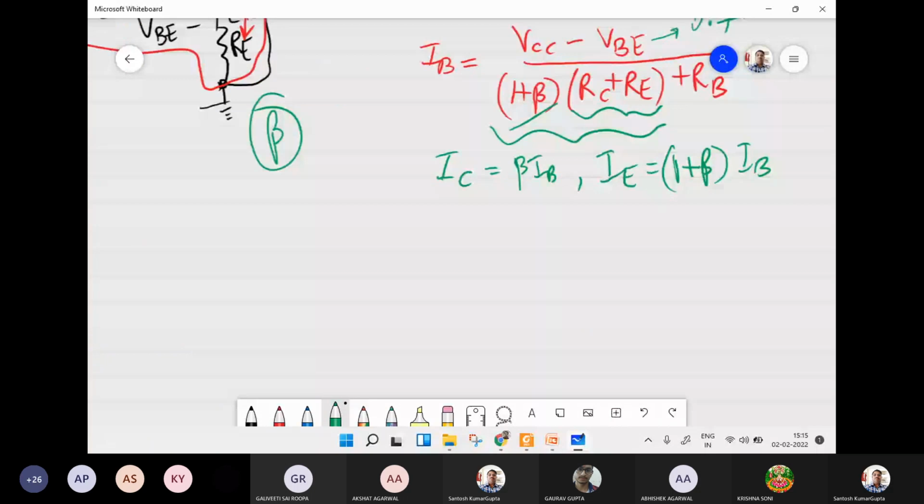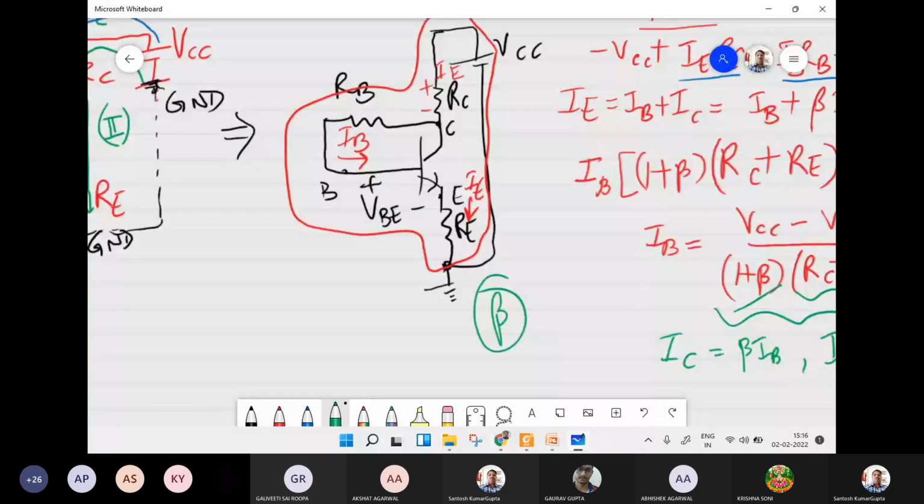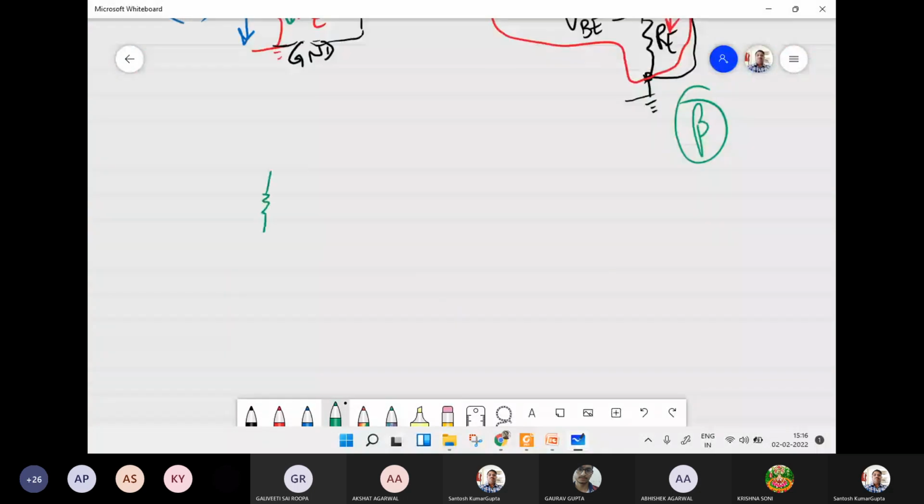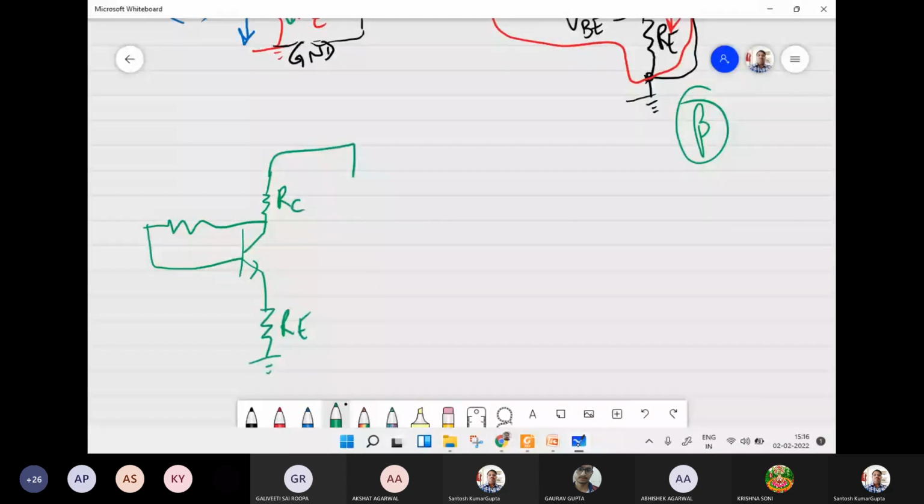Now we can find out parameters related to the output loop of this configuration here. So for that, again, let us redraw this circuit quickly. RC, RE, and again voltage source VCC.